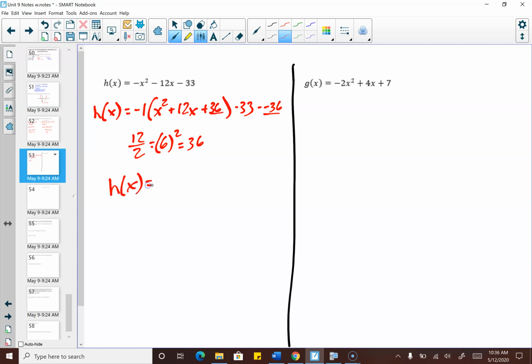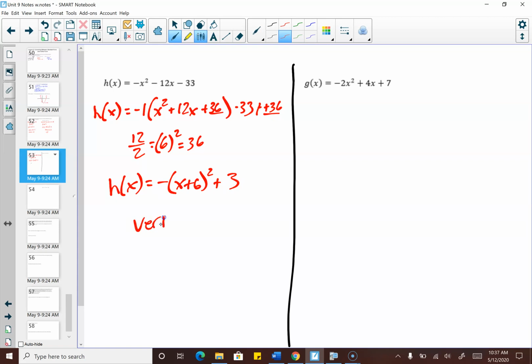H of x equals, now you could keep it as negative 1, or you could just put a negative sign out in front of the parentheses. They mean the same exact thing. So we're going to have negative, and then in parentheses, x plus 6 squared. And then here we're just going to be careful. If I were you, I'd probably use my calculator. Negative 33 minus negative 36. You should recognize that this turns into plus plus, and you end up with a positive 3.